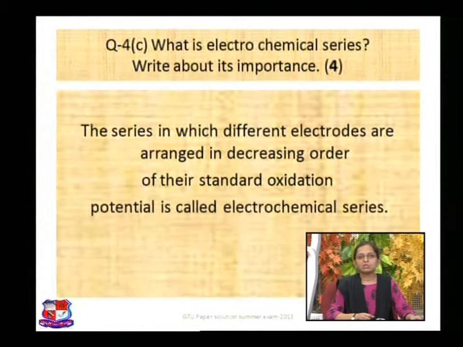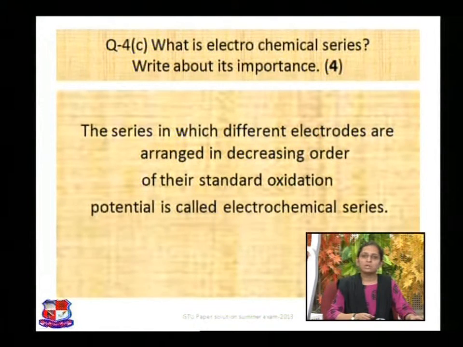You can see the next question, that is question 4c. What does it state? The most important question that is always asked in the GTU examination: what is the electrochemical series? Write about its importance. The series in which different electrodes are arranged in decreasing order of their standard oxidation potential is called the electrochemical series. This one has to remember.